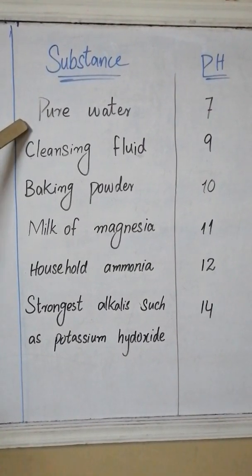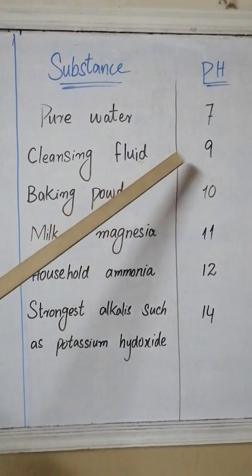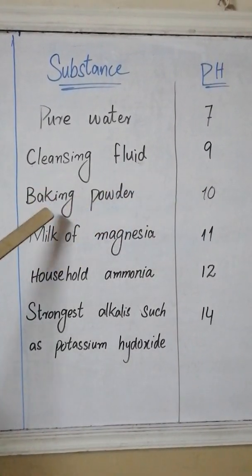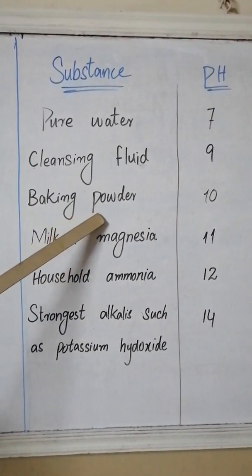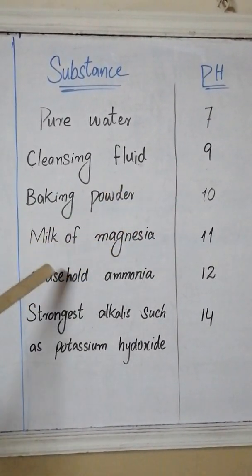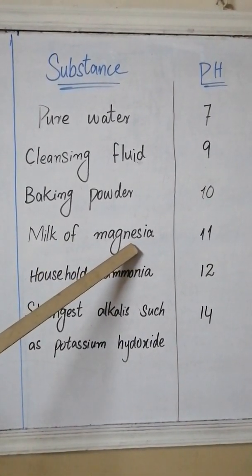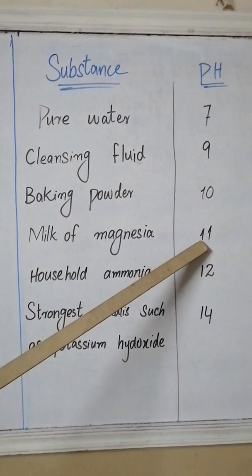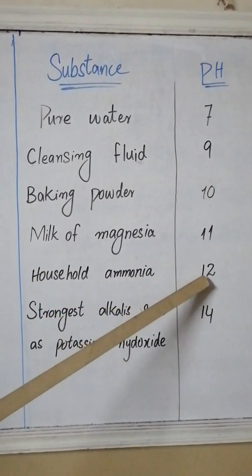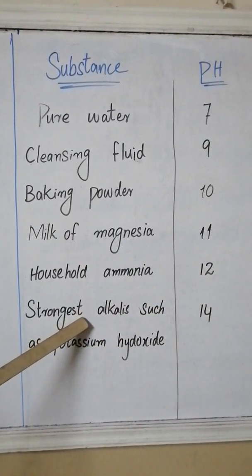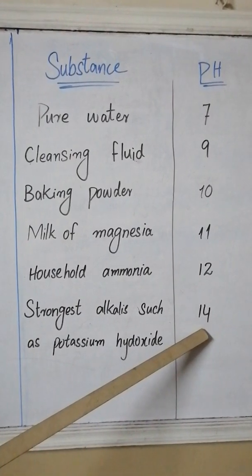Pure water is having pH 7. Cleansing fluid is having pH 9. Baking powder that is mostly used in the bakery products is having pH 10. Milk of magnesia that is used to cure the acidity of stomach is having pH 11. Household ammonia is having pH 12. Strongest alkalis such as potassium hydroxide is having pH equal to 14.